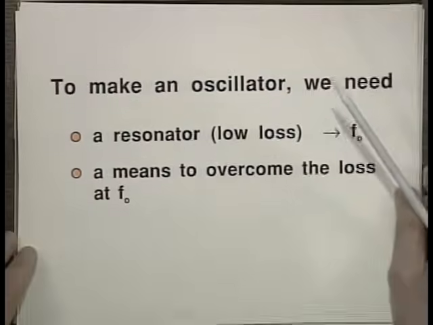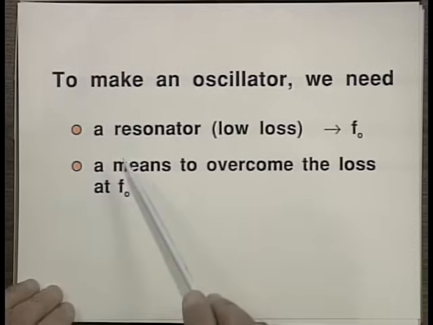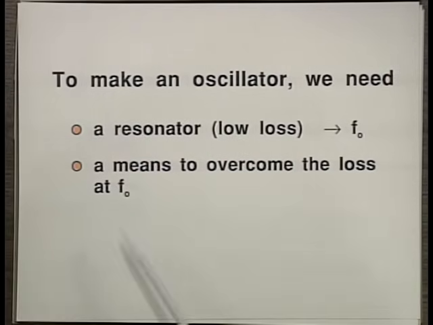Now, to summarize, to make an oscillator we need a resonator that will determine the frequency for us, and we need a means of overcoming the loss. If we have that, then we can get this nice oscillation that comes out from that black box I showed you earlier.